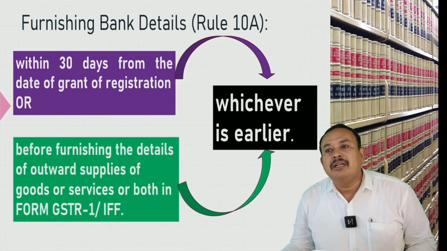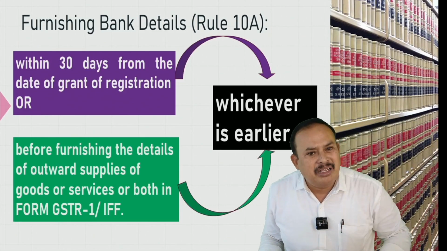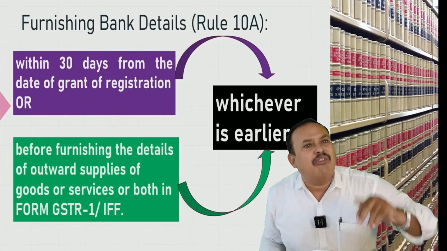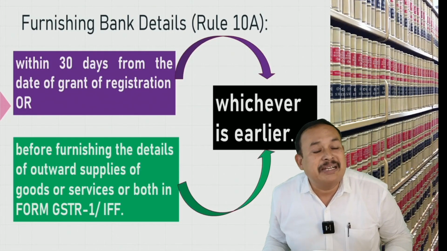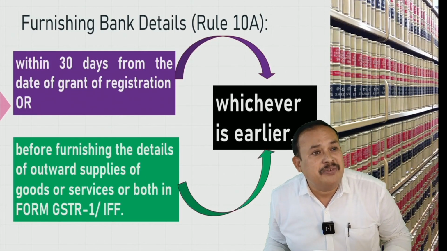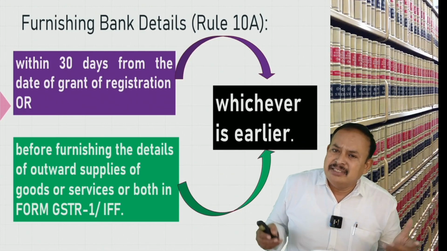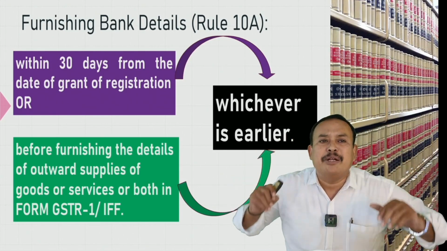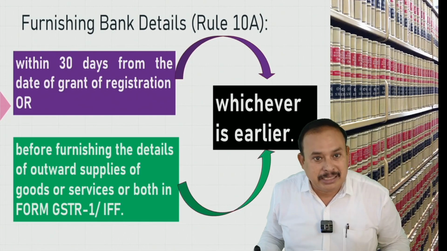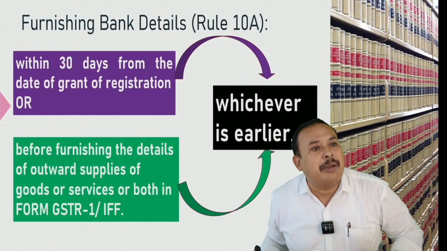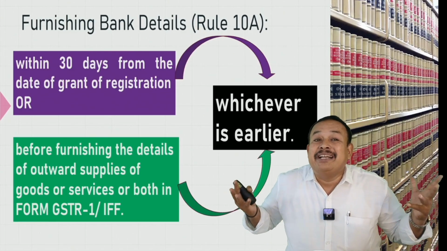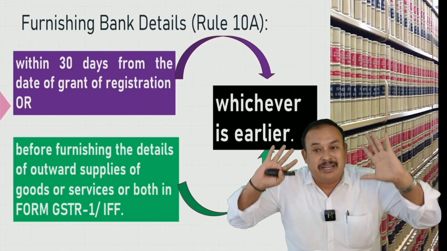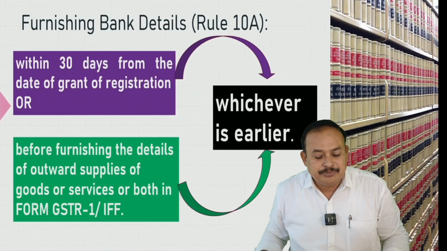Is it clear? The GSTR-1 return due date, monthly or quarterly, whatever the due date is, that date is compared with the 30 days from the date of grant of certificate of registration, whichever is earlier. That is the time limit to submit the bank details. If not submitted, what is going to happen? Registration will be suspended. Is it clear? Further.